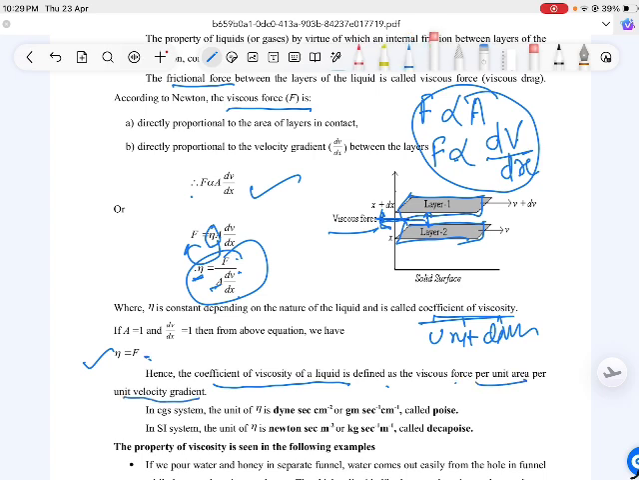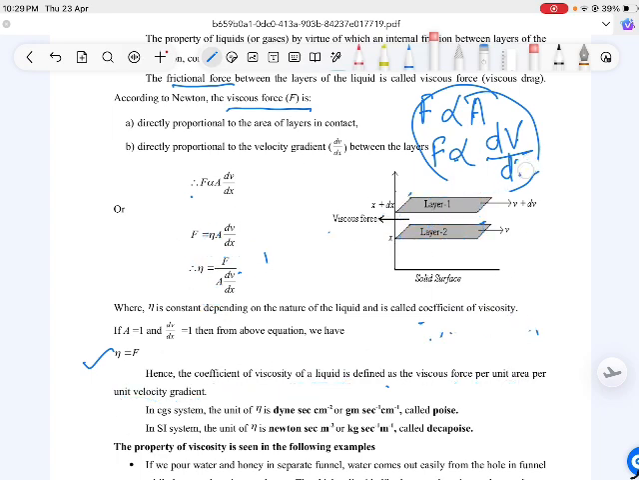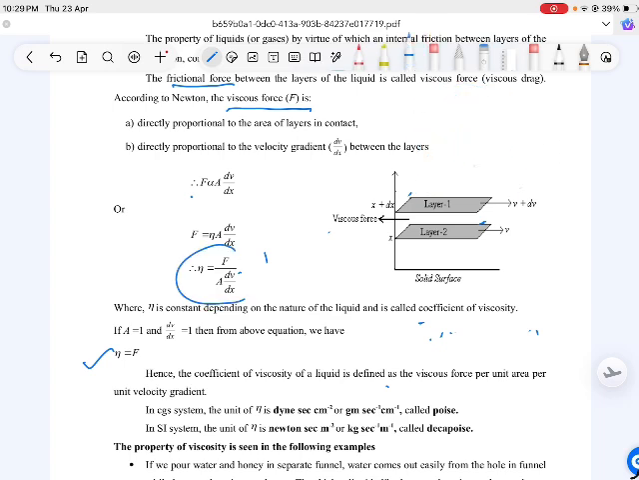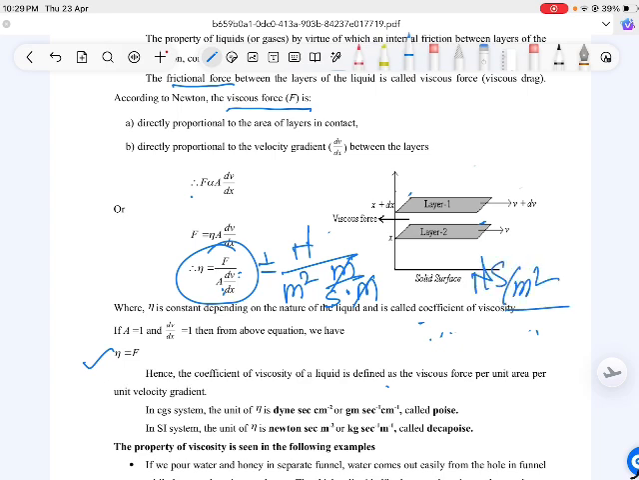We can also calculate the unit of this coefficient of viscosity. How can we calculate the unit from this formula? Using eta equals F upon A into dV by dx, the unit of force is Newton, the unit of area is meter square, velocity has the unit meter per second, and displacement has the unit meter. So the meter gets cancelled, second comes in the numerator, and we get Newton second per meter square, which is the SI unit for viscosity. You can also write the same in terms of kilogram per second per meter, called decapoise, and this is also a unit of viscosity.